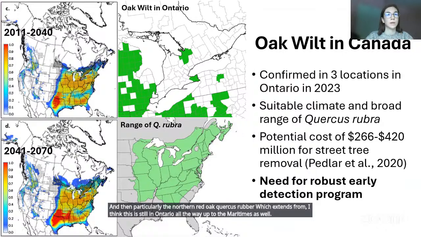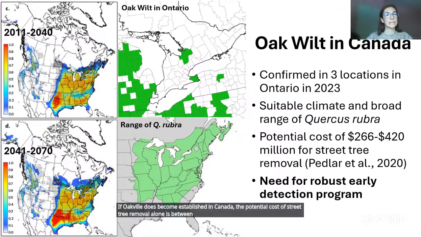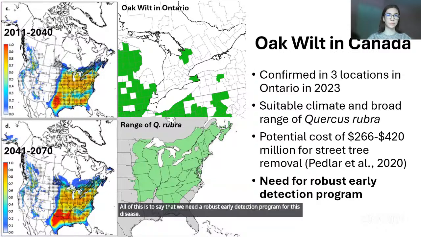If oak wilt does become established in Canada, the potential cost of street tree removal alone is between $226 and $420 million. And this does not include any losses to our GDP from the loss of oak timber, and it also doesn't account for any losses from the cultural and ecological values we draw from these trees. So all of this is to say that we need a robust early detection program for this disease.